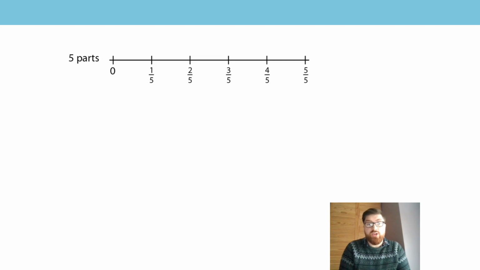Now, let's count in fifths, forwards and backwards. We'll start with the fractions first, starting from 0. Are you ready? 0, 1/5, 2/5, 3/5, 4/5, 5/5, or 1 whole. Can we go backwards? You ready? 5/5, 4/5, 3/5, 2/5, 1/5, and 0.